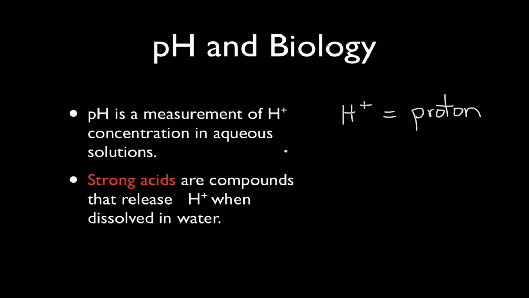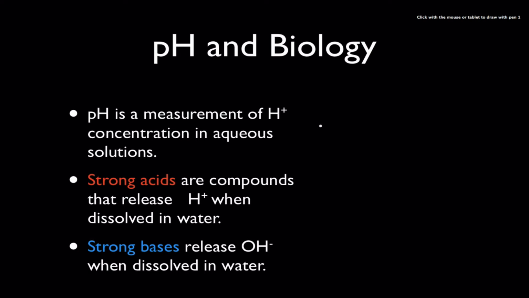Strong acids are chemicals that, when you mix them with water, release a lot of hydrogen ions. You should know some examples of strong acids. This one is hydrochloric acid. It's the most common acid in our stomachs. And sulfuric acid is something that's found in acid rain. So these are two strong acids that, when you mix them with water, release lots and lots of hydrogen ions.